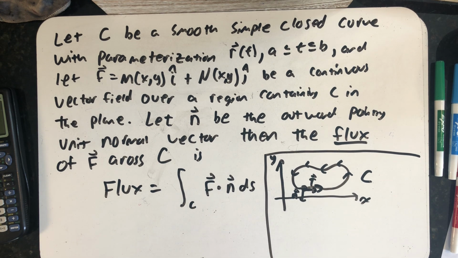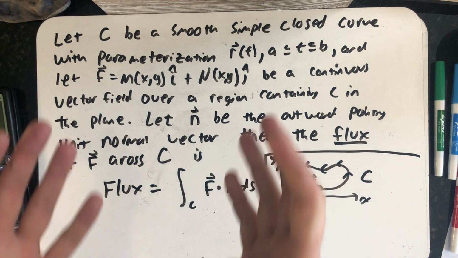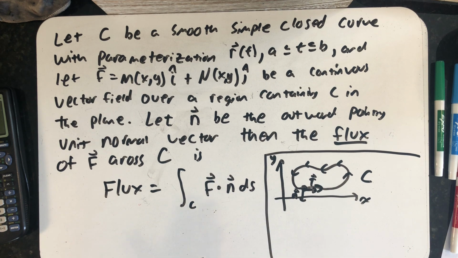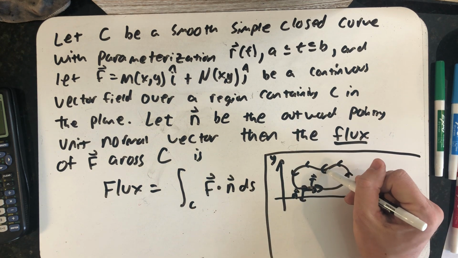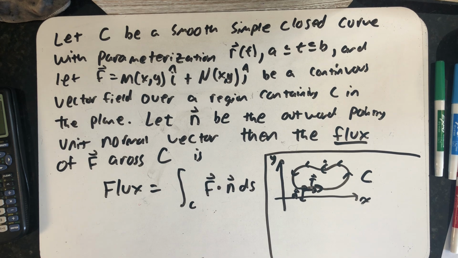Let C be a smooth, simple, closed curve with parameterization R of t, with t between A and B. And let F be a vector field, both of these things in the plane. My vector field is continuous over a region that contains this path C. Let N be the outward pointing unit normal vector. That's not necessarily big N. Remember, big N could point inwards or outwards. The principal unit normal vector at this point points inwards, and I need little n to always be pointing outwards. We'll talk about that in a minute too.